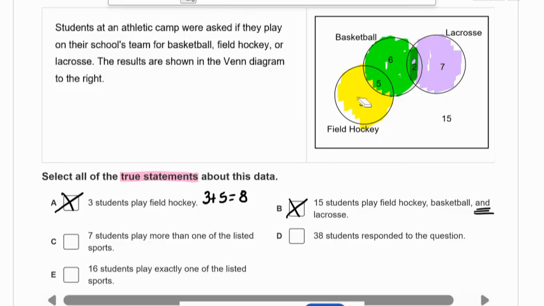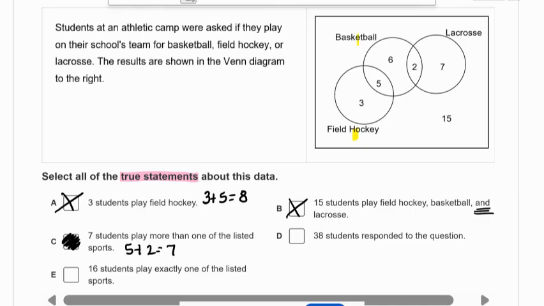All right, let's see. C, 7 students play more than one of the listed sports. The people here play basketball and field hockey. That would be more than one. The students out here play basketball and lacrosse. That would also be more than one. If you add those two numbers up, 5 plus 2 does give you 7. So C is true. You would want to choose that as one of the true statements.